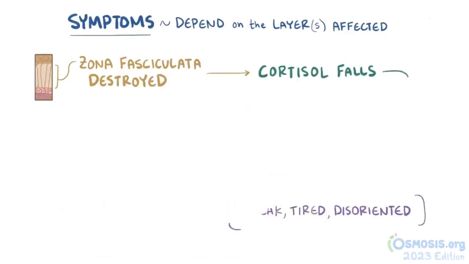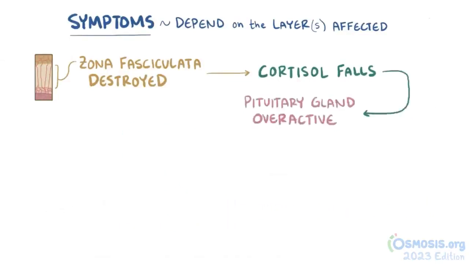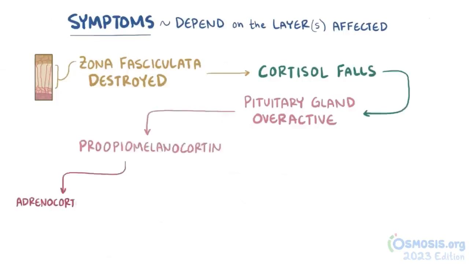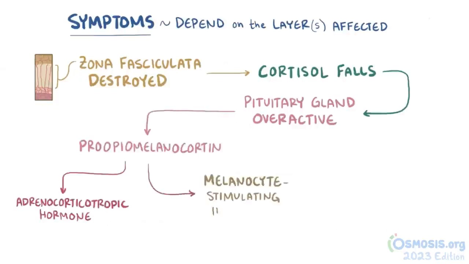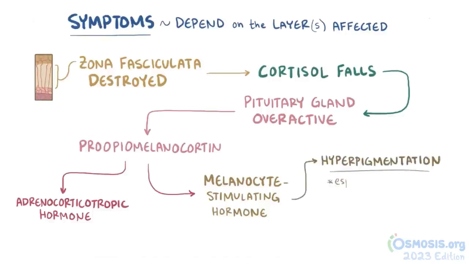Also, those decreased levels of cortisol cause the pituitary gland to become overactive, since usually cortisol has a negative feedback effect on the pituitary gland. So it ends up producing pro-opiomelanocortin, which is a precursor to adrenocorticotropic hormone, but it also turns out to be a precursor to melanocyte-stimulating hormone, the hormone that leads to skin pigment production. So when your pituitary gland's overactive, it ends up making more melanocyte-stimulating hormone, resulting in hyperpigmentation, or darkening of the skin, especially in sun-exposed areas and joints, like the elbows, knees, and knuckles.